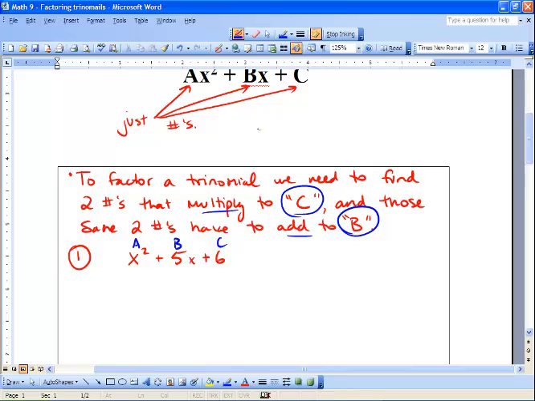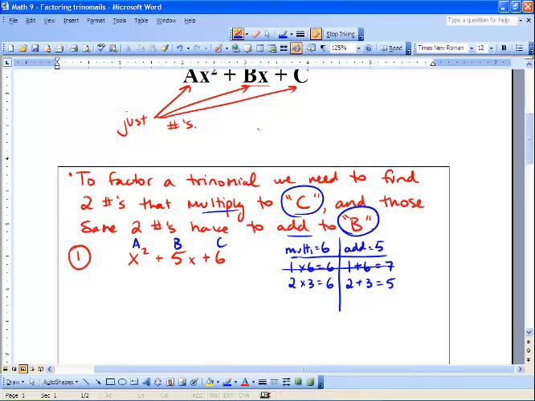Okay, well, what I like to do beside every trinomial is make a little chart. This side is going to multiply to 6, and this side is going to add to 5. This helps remind us. So what are some factors of 6? Well, 1 times 6 equals 6. The only problem is 1 plus 6 does not equal 5, so it doesn't work. What about 2 times 3? Well, 2 times 3 is 6, and 2 plus 3 equals 5. Those are our factors for x squared plus 5x plus 6.